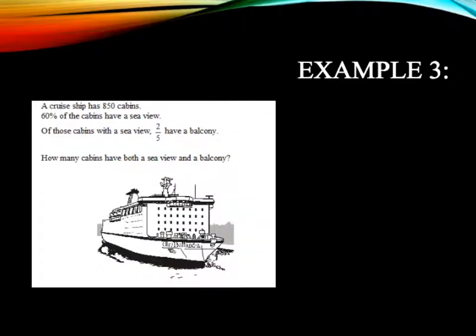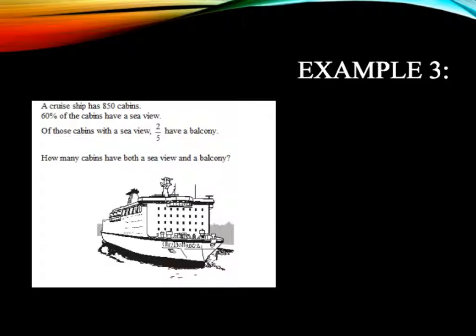Okay, let's have a look at this example then. This is now starting to look at a little bit more detail about one of these sort of more wordy questions where we're going to have to do a little bit of extra work. It says a cruise ship has 850 cabins. 60% of the cabins have a sea view. Of those cabins with a sea view, 2/5 have a balcony. How many cabins have both a sea view and a balcony?